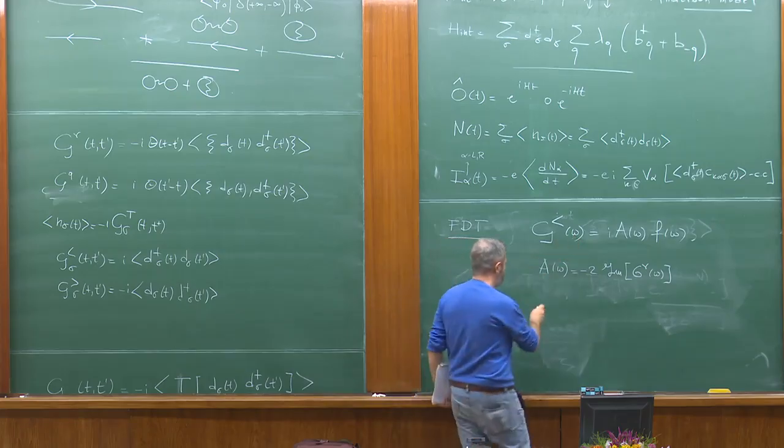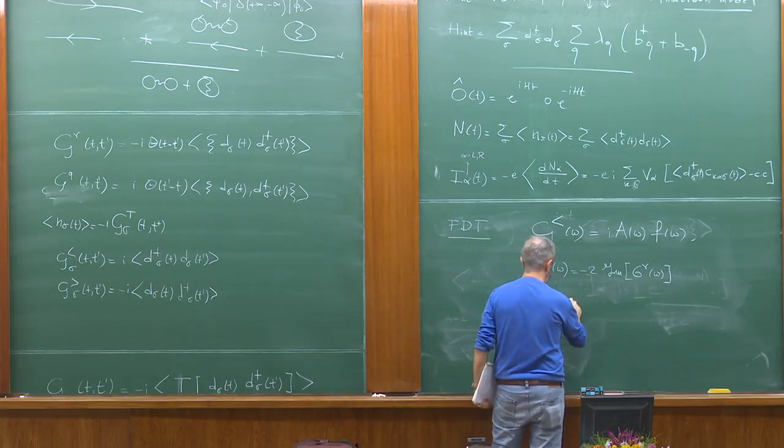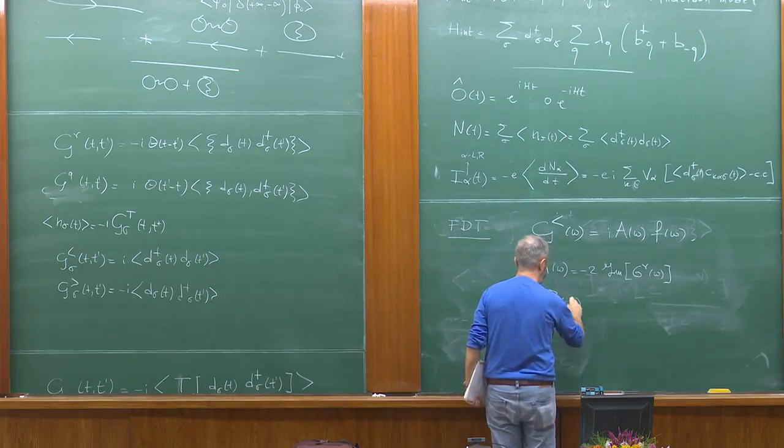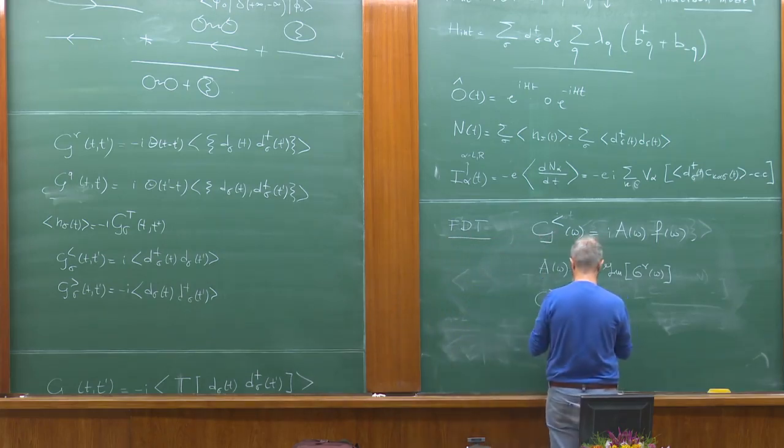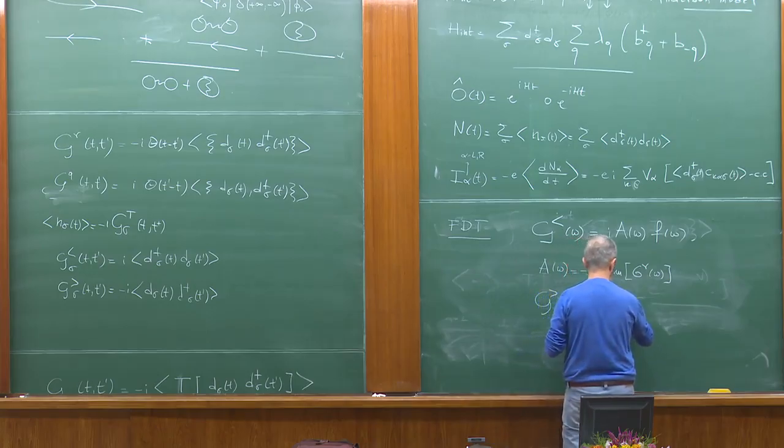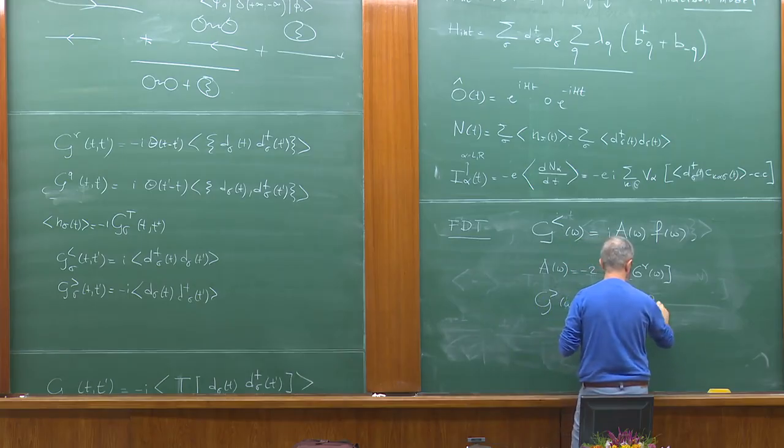Now, you can write a similar equation for G greater. So this is going to be minus i A of omega F of omega. Sorry, 1 minus F of omega.